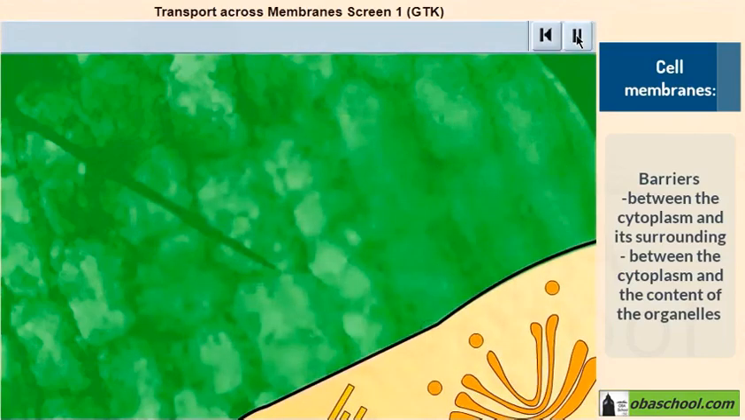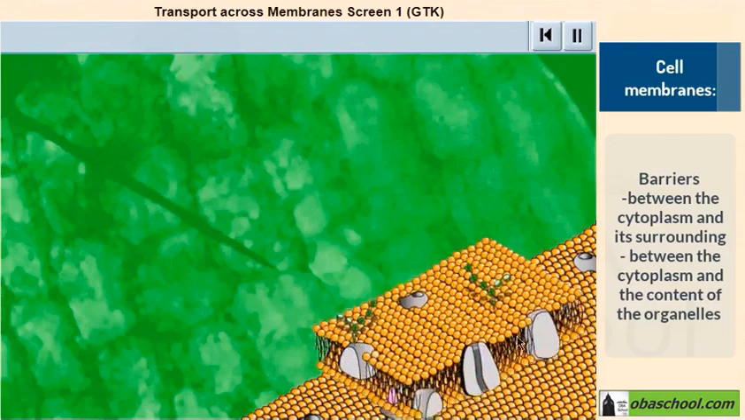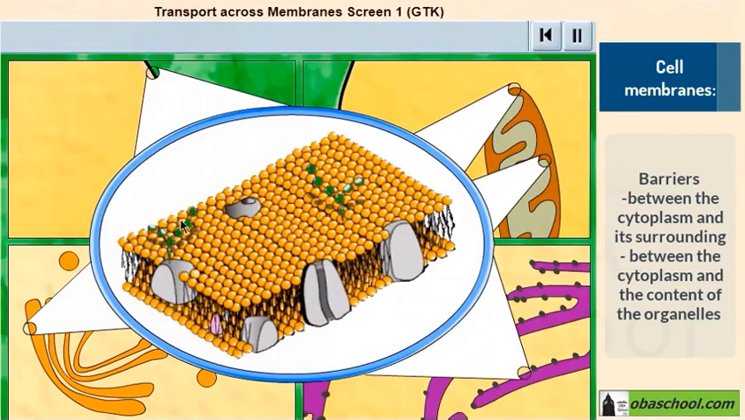So as you can see here, the cell membrane can be found between the cell and its surroundings, such as the plasma membrane. It can be found in organelles, such as Golgi bodies, in the endoplasmic reticulum, or the mitochondria.